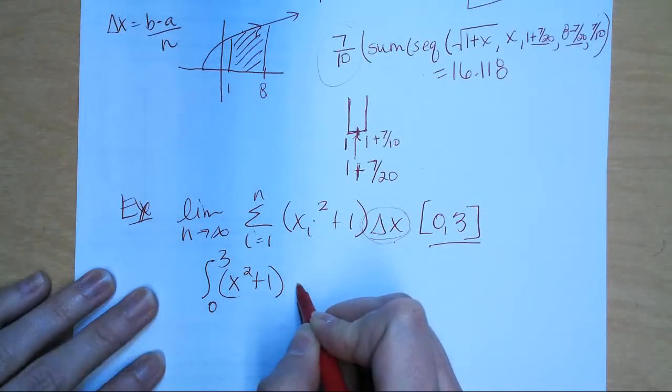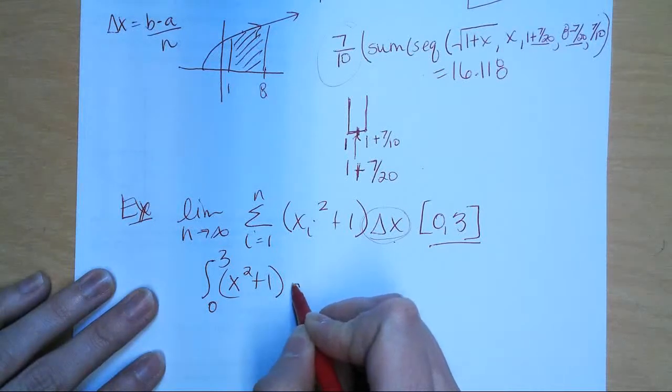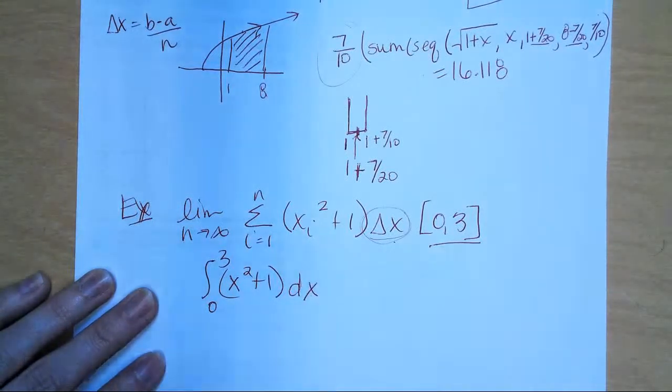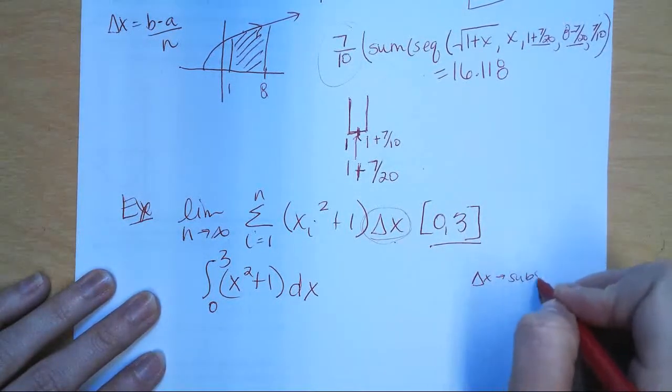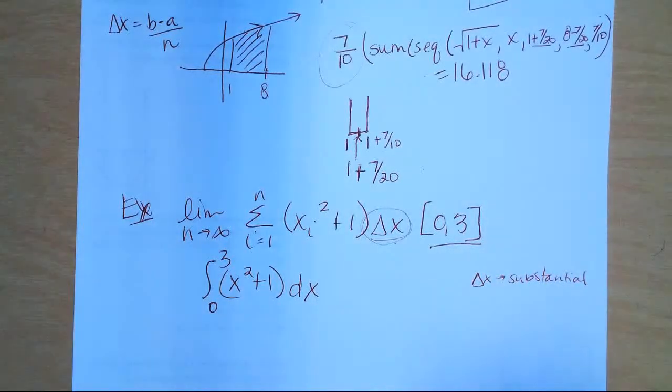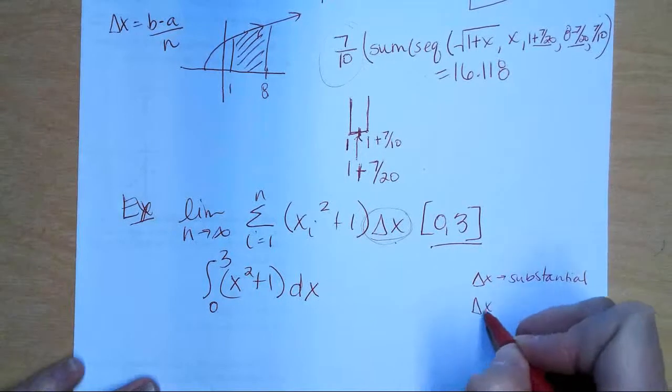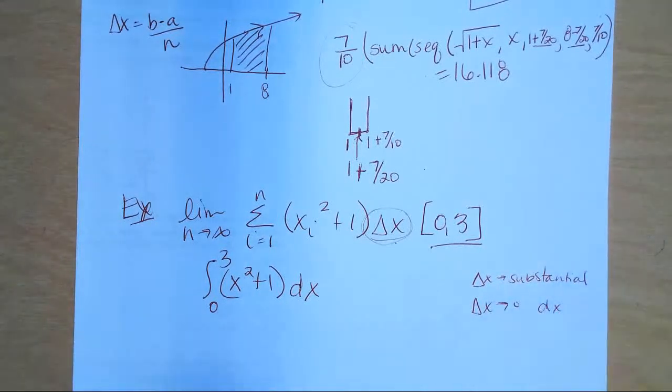As n goes to infinity, what does it go to? Dx. Yeah. It goes to some infinitesimal change in x, so that's going to be called dx. So we think about delta x as some substantial change in x, anything that's larger than infinitesimal. Even if it's like 0.000003, we're still going to think of that as substantial. But as delta x goes to 0, then it becomes dx, which just stands for some infinitesimal, almost 0, going to 0 change in x.